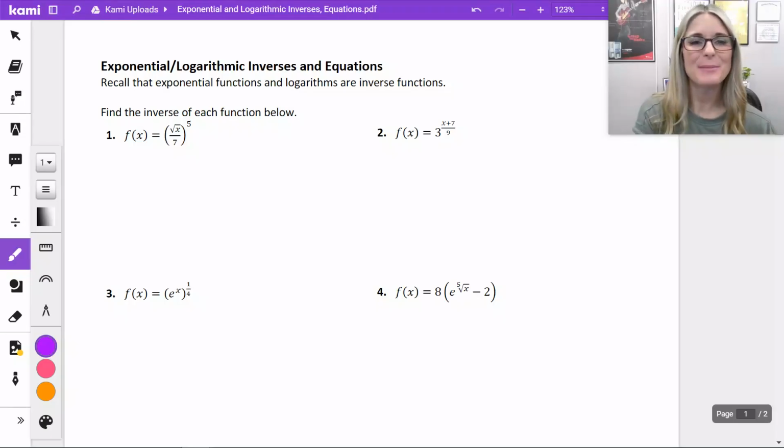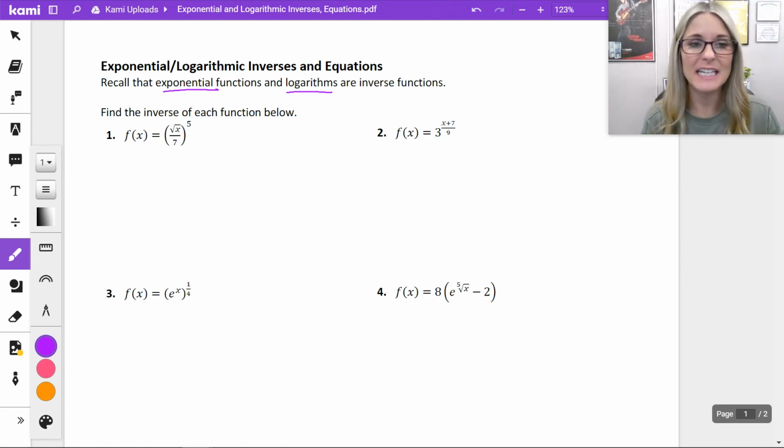Today we're going to look at exponential and logarithmic inverses a little bit closer, and we're also going to solve them in equations. So recall that exponential functions and logarithms are inverse functions. We looked at that in our last couple of lessons. Now we're actually going to find those inverses.